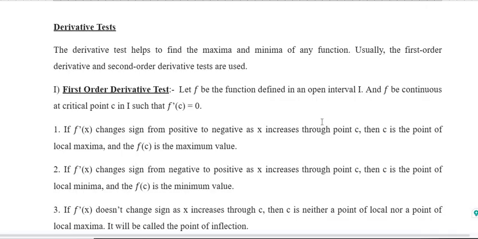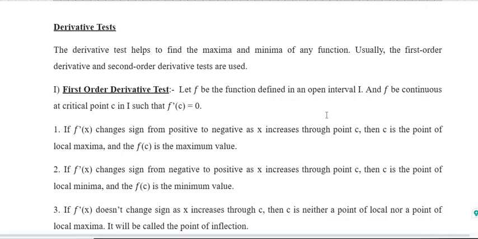To start with this, first we need to define the function. There will be a function within an interval, say I. The function must be continuous, and at point C, which is known as the critical point, the first order derivative must be equal to 0. Then we can go for the test.